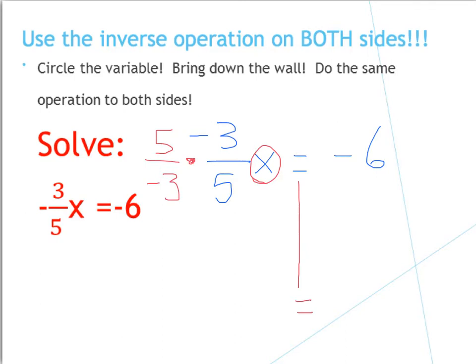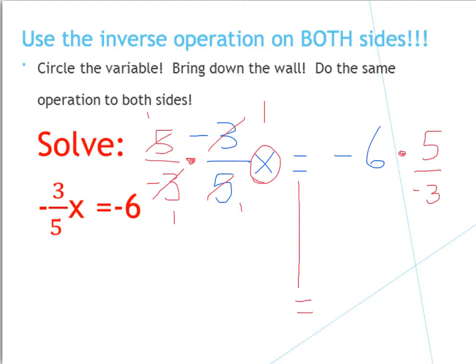Then the negative 3 and negative 3 cancel out, creating the 1s, and the 5s cancel out to 1s. You're going to do the exact same thing on the other side. So I'm going to multiply this side by 5 over negative 3. Does the negative matter where you put it? No, because the entire fraction is negative.